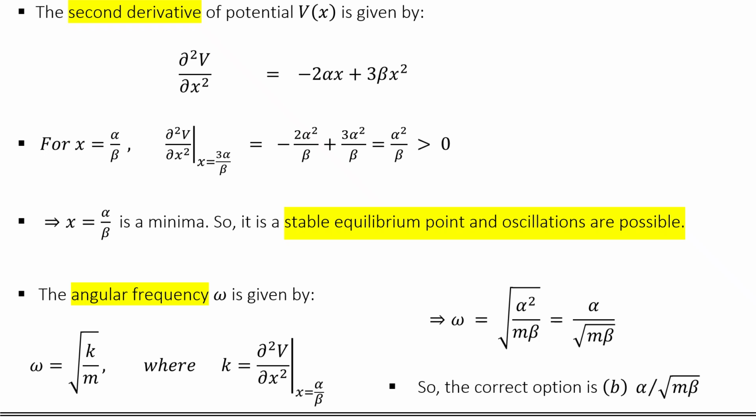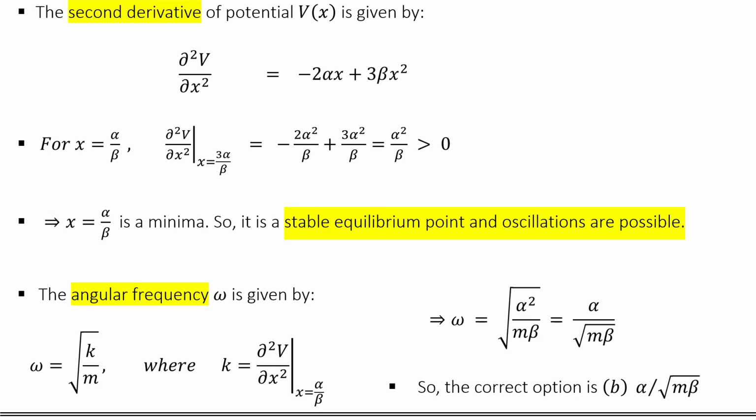Now we will calculate the second derivative of this potential, which comes out to be minus 2 alpha x plus 3 beta x squared. Putting in the value of the other equilibrium point, alpha by beta, the value of the second derivative about this equilibrium point comes out to be alpha squared by beta, which is a positive quantity. This suggests that this equilibrium point alpha by beta corresponds to a minima. So it is a stable equilibrium point, and around this equilibrium point oscillations are possible.